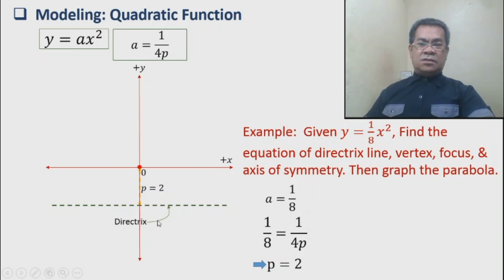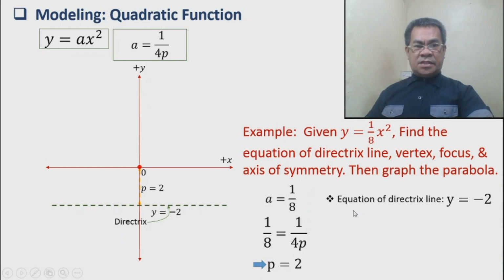Okay, so this is the directrix line. So therefore the equation must be what? y is equal to negative 2, because the additive inverse of this value is the equation of the directrix. Okay, so our first answer is: the equation of the directrix line is y is equal to negative 2. So therefore it is a horizontal line.